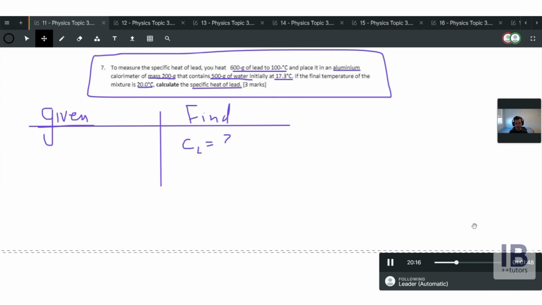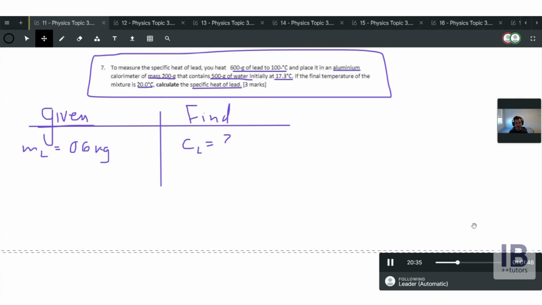So what's given to us? Well, I have 600 grams of lead. So mass of lead is going to be equal to 0.6 kilograms. Now, it's always useful to put everything in kilograms.